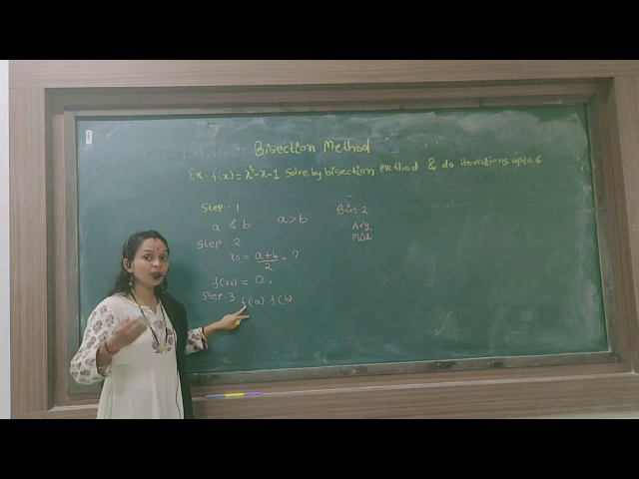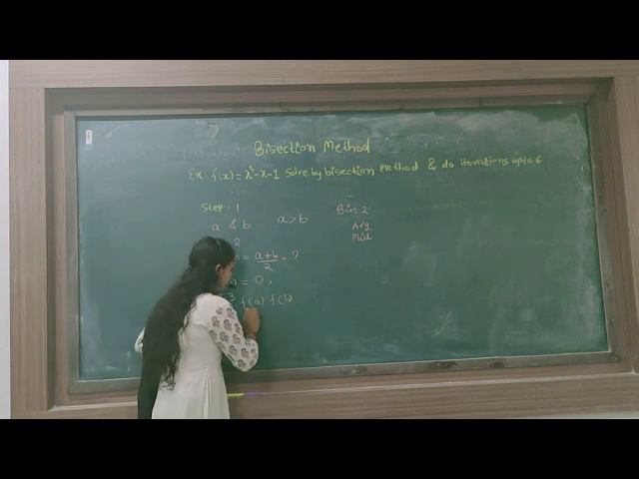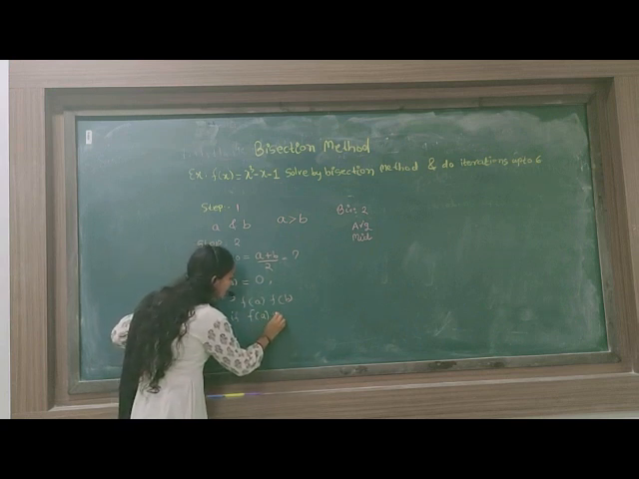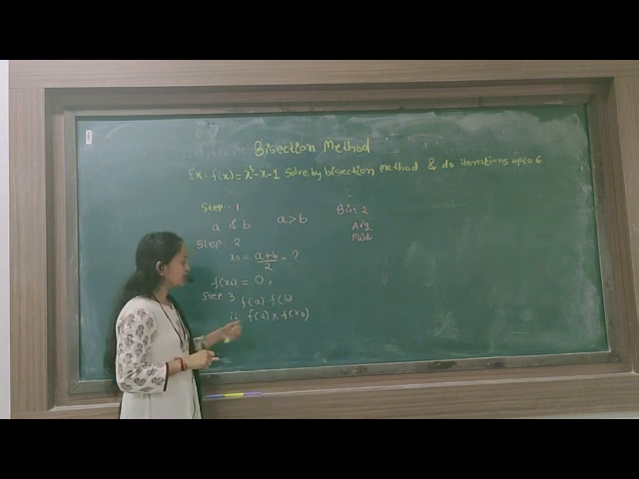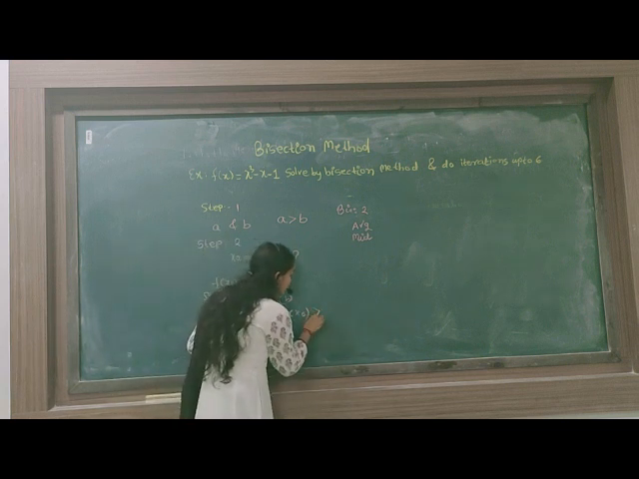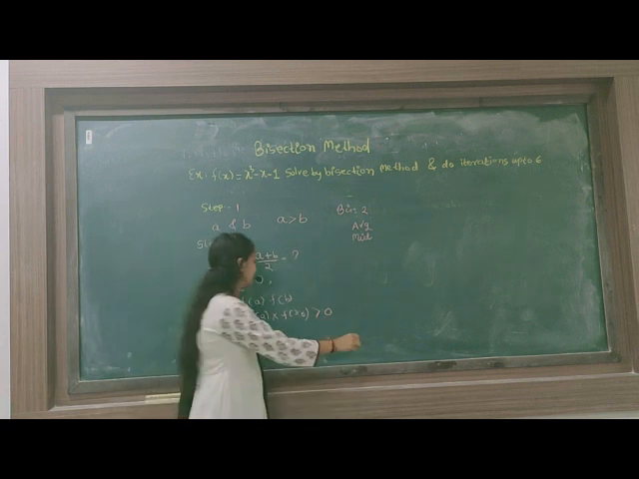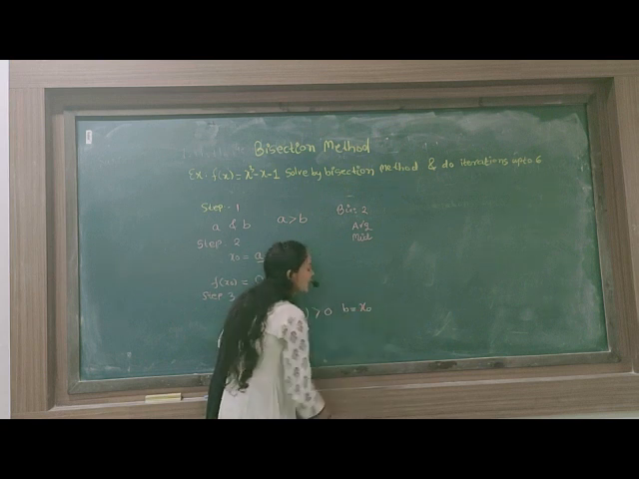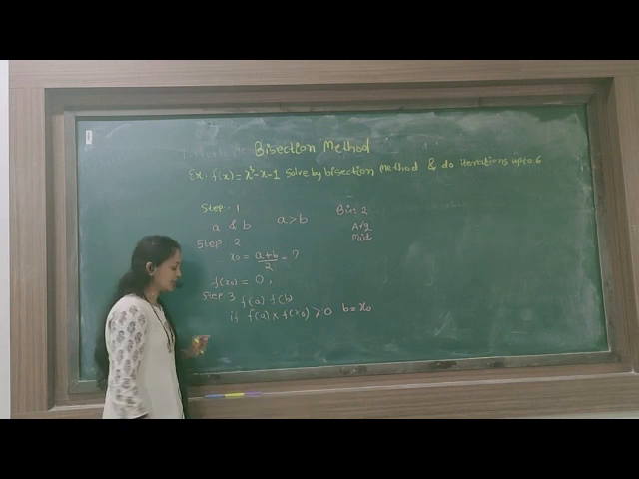How can you set the new A and the B? Right, so consider if f of a multiplied by f of x0, this value is definitely less than 0, then at that time you can consider B is equal to the x0.